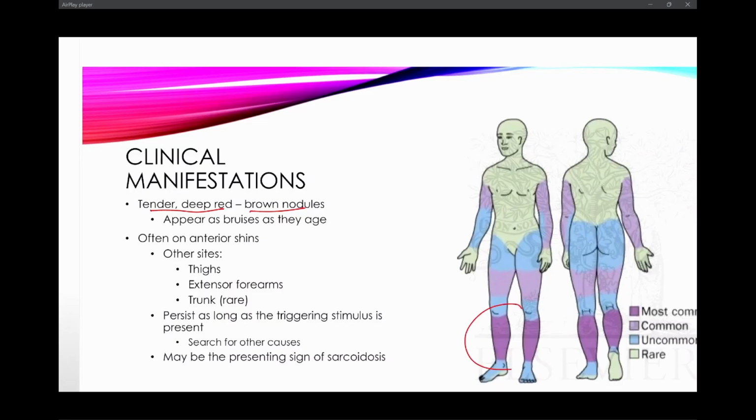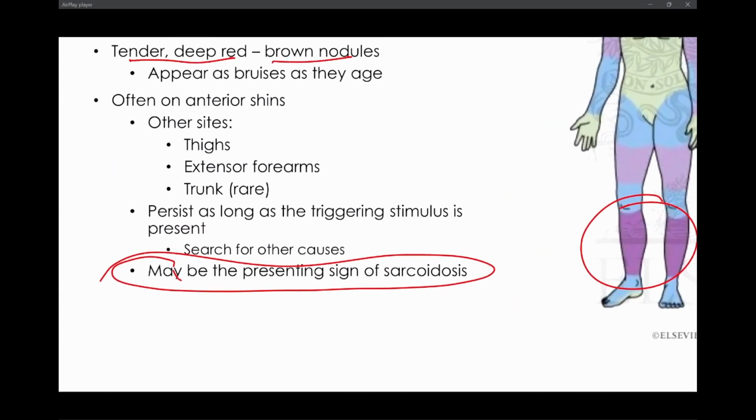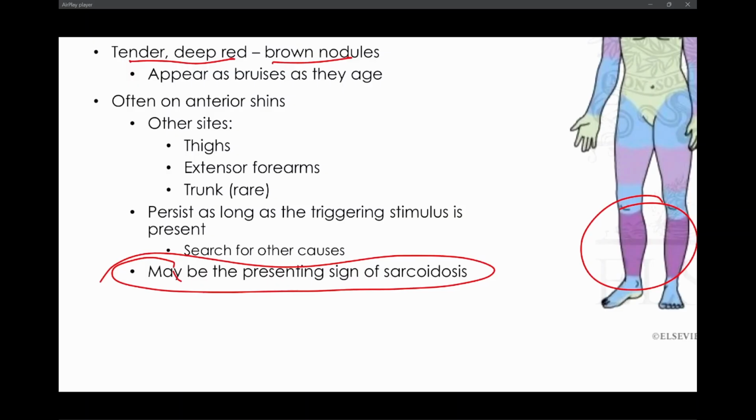So again, the most common site is all the way down here. This is important. It may be the presenting sign of sarcoidosis. Sarcoidosis is an infiltrative disease of the lung tissue. We'll talk about it a lot more when we get to pulm next week, not tomorrow. We'll do a big intro tomorrow, but sarcoid will be coming up. So if you see these deep red-brown tender spots on the lower extremity, start thinking about other diseases. Sarcoid is one of them that it could be.